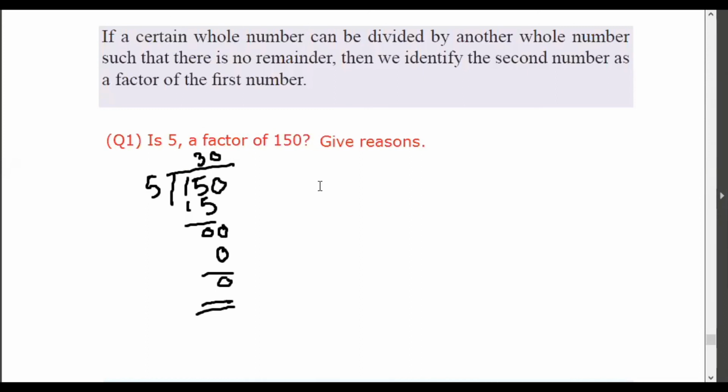So your answer should be like this way. In this question, there are two parts. First part, they are asking, is 5 a factor of 150? You have to say yes. Then you have to say the reason.